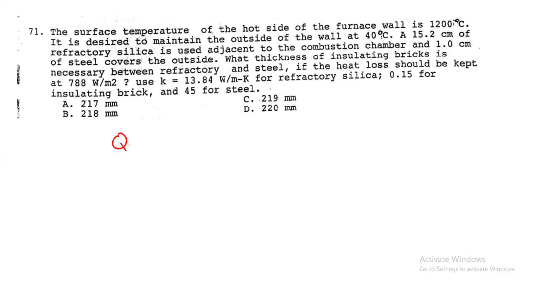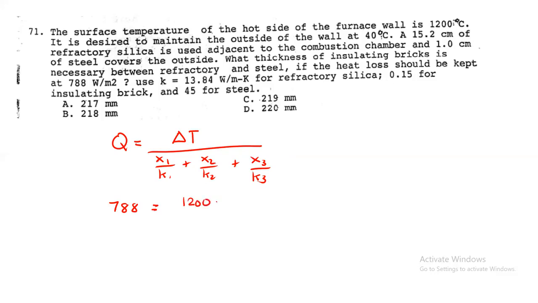So between refractory and steel. So ang gagamitin natin dyan formula, Q is equals to change in temperature over x1 over k1 plus x2 over k2 plus x3 over k3. So ang Q natin dito guys is 788 watts per meter squared. Then change in temperature natin, so 1,200 minus 40 divided by x1. So ano yung x1 natin dito? So yung thickness number 1, so dito muna tayo sa 15.2 cm. So 15.2 cm or 0.152 para maging meter. Divide natin ng 13.84 na K1 plus X2. Yan yung hinahanap natin. Yan yung thickness ng between refractory and steel.